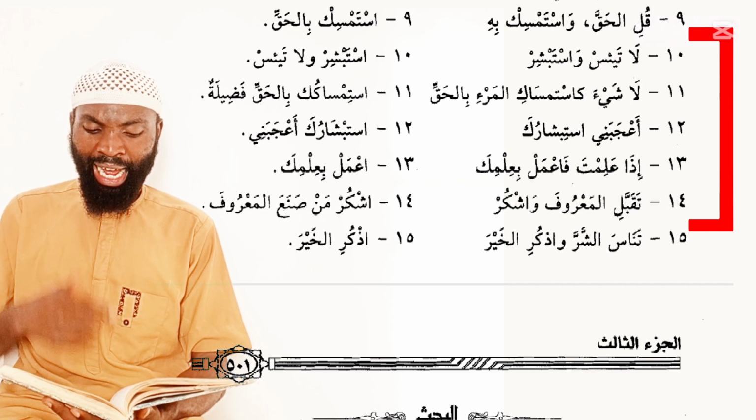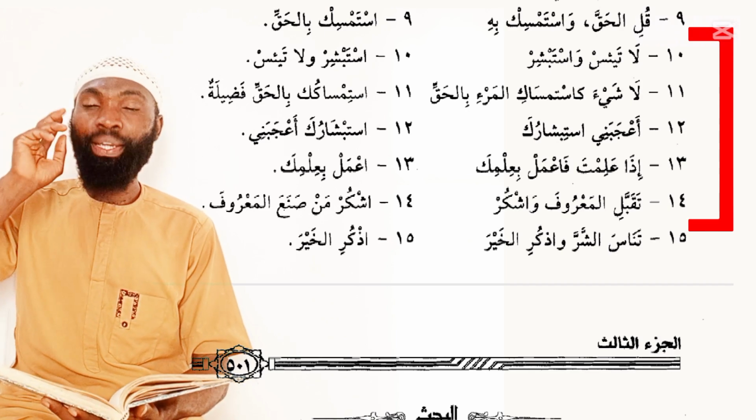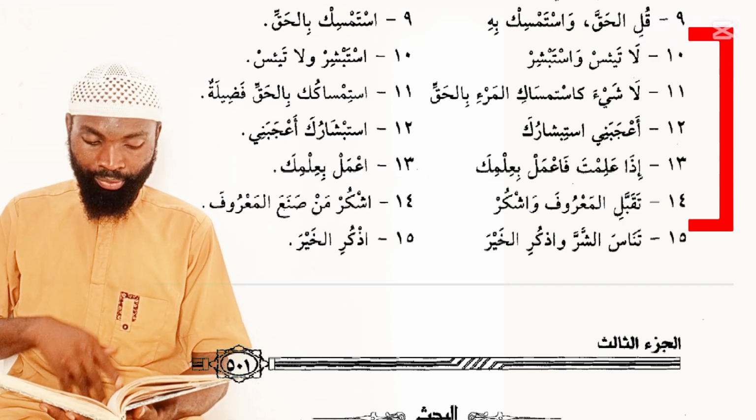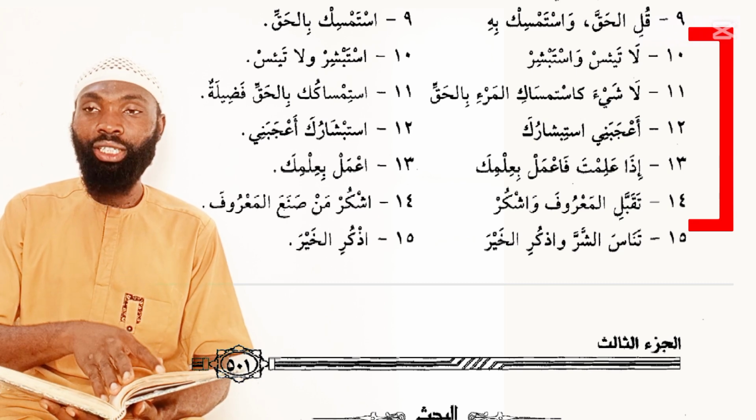Lastly, we have tanasa sharra wadhkuril khayra. Pretend to forget or forget the evil and remember the good. Then lastly, udhkuril khayra. You can see all of these 2 sections.